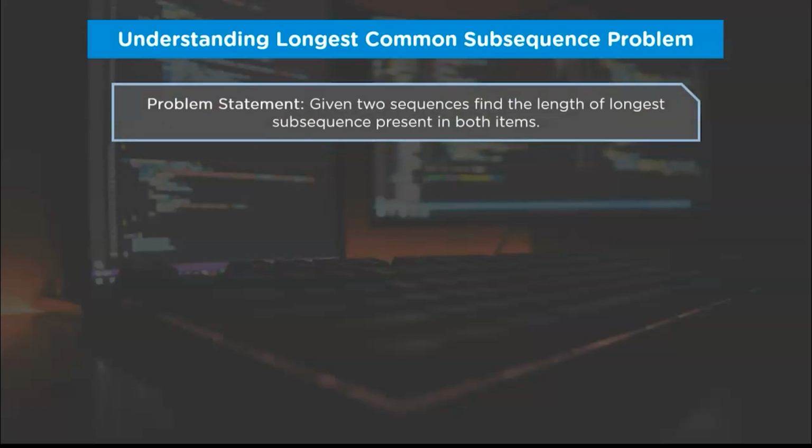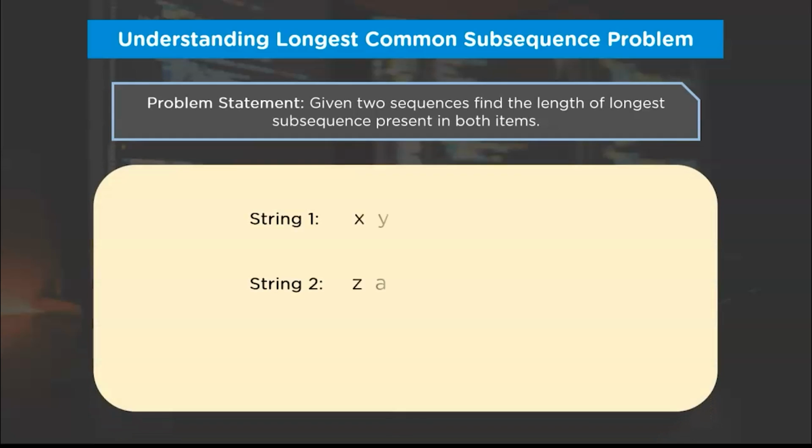The problem statement for the LCS states that given two strings, find the length of the longest common subsequence present in both the strings. That means in this problem, we'll be given two different strings with lengths m and n respectively. And from these two strings, we'll have to find the longest common subsequence with length k. Let's consider these two strings present on our screens. We'll try to find out the LCS for both of these strings here.